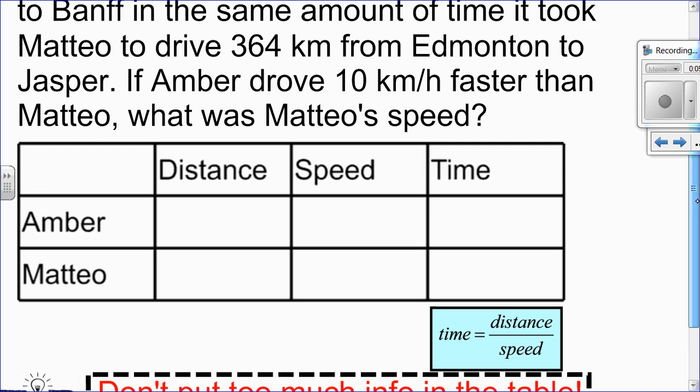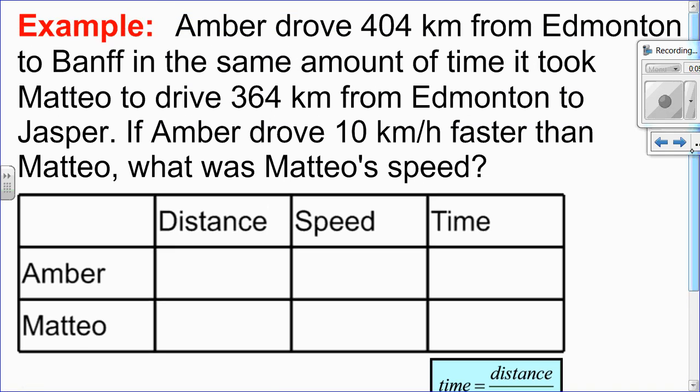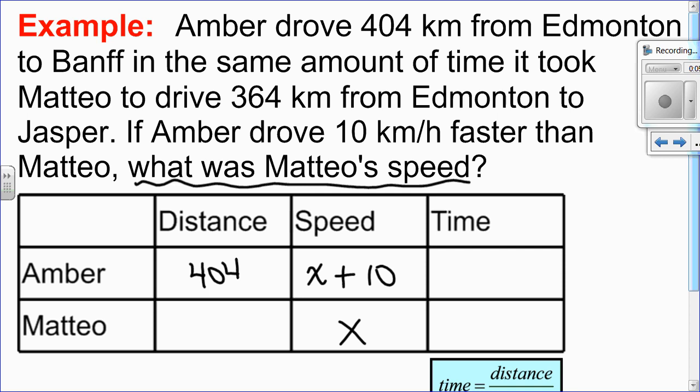So let's go back and decide what my variable is. Oftentimes the question that you're asked is the variable. So see how it says, what was Mateo's speed? I'm going to make that my variable, because Amber is compared to Mateo's speed. Amber drove 10 kilometers faster, 10 kilometers an hour faster than however fast Mateo drove. Now Amber's distance was 404, Mateo's distance 364.